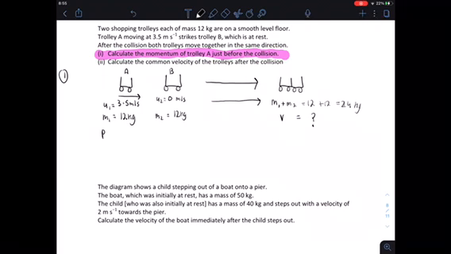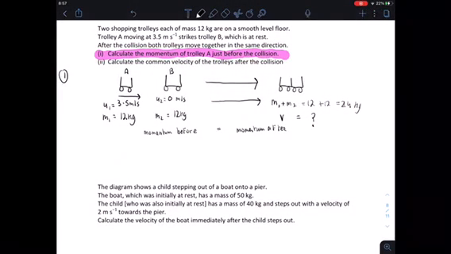Let's see what the question is asking us for. Calculate the momentum of trolley A. To find the momentum, P is equal to mv. So we substitute in our mass and our initial velocity for trolley A. So our momentum is equal to 12 times 3.5, which gives us 42 kg meters per second, which is our unit of momentum.